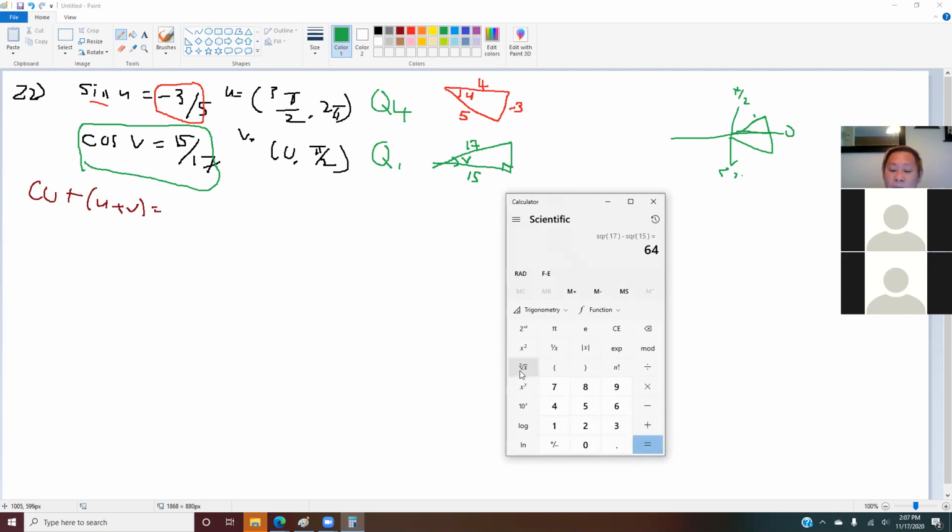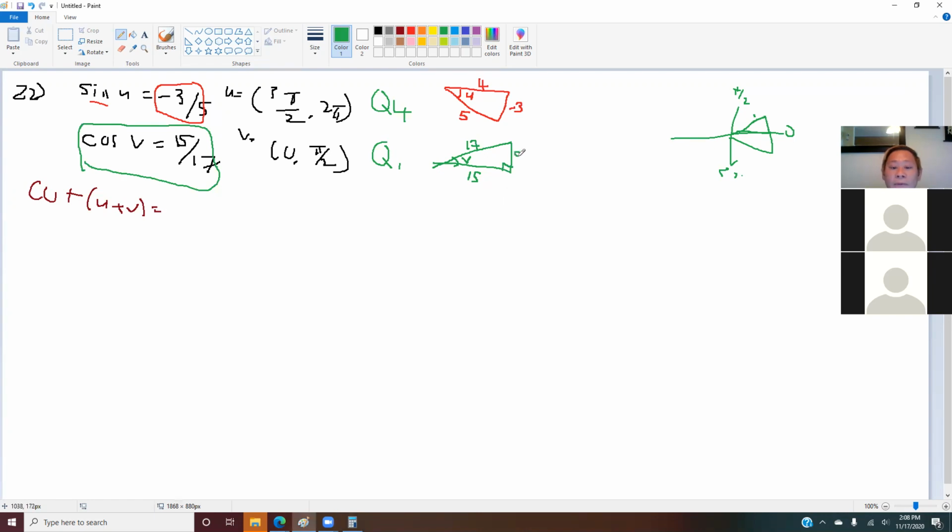So what is the square root of 64? 8. So it's 8, 15, and 17. So if you know your triplets, 8, 15, 17. Otherwise, you have to use a Pythagorean theorem. So once you get into here, we do not have the cotangent. We only got sine, cosine, and tangent. So what you need to find here is tangent first. And once you get your answer, you just flip it for your cotangent.